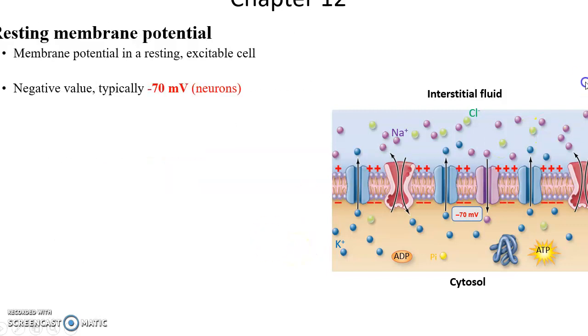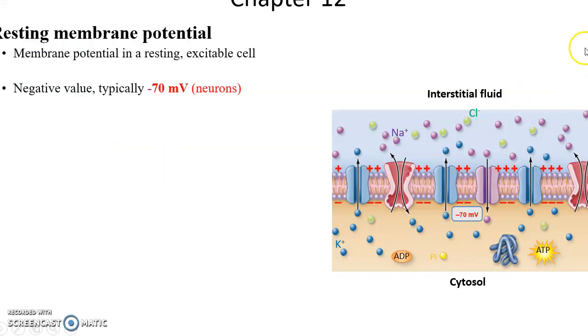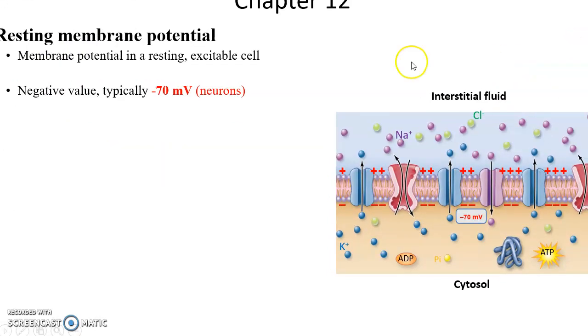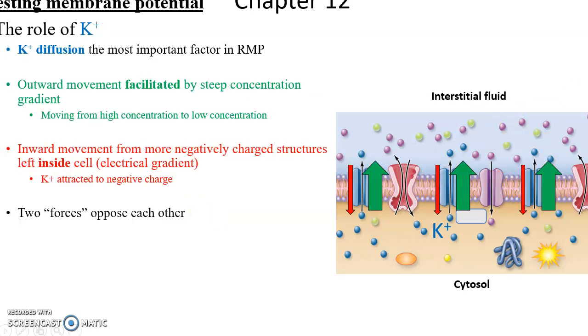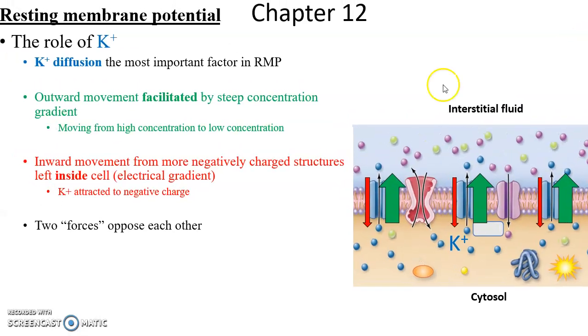All right, resting membrane potential, as I mentioned before, is when the excitable cell is not excited yet. And it is a negative value. It is -70 millivolts in neurons. So what establishes the resting membrane potential? Well, a big role is that of potassium ions. Potassium ions are huge in determining the resting membrane potential.